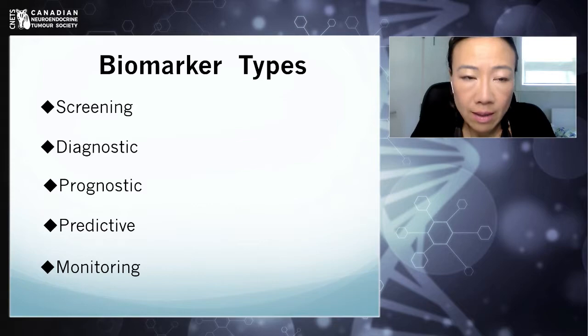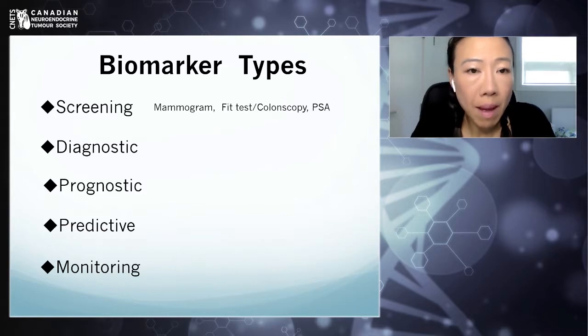A screening biomarker is used to detect a cancer in the general population. In breast cancer, we have a mammogram. In colon cancer, we have a FIT test and colonoscopy. In prostate cancer, we have PSA for high-risk males.